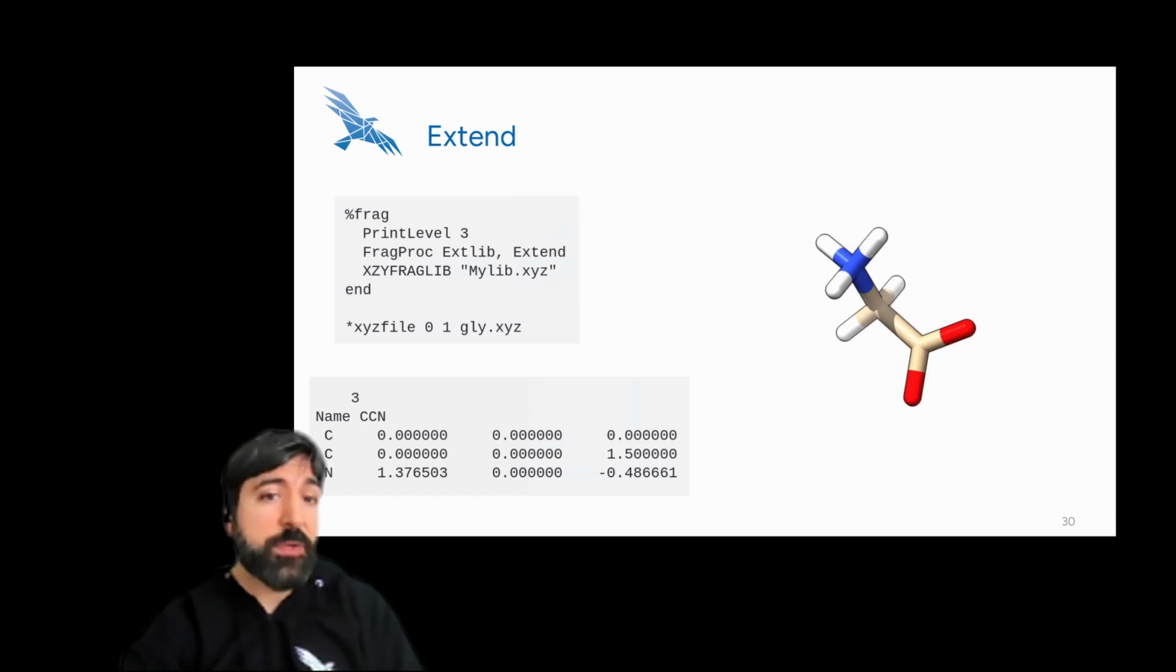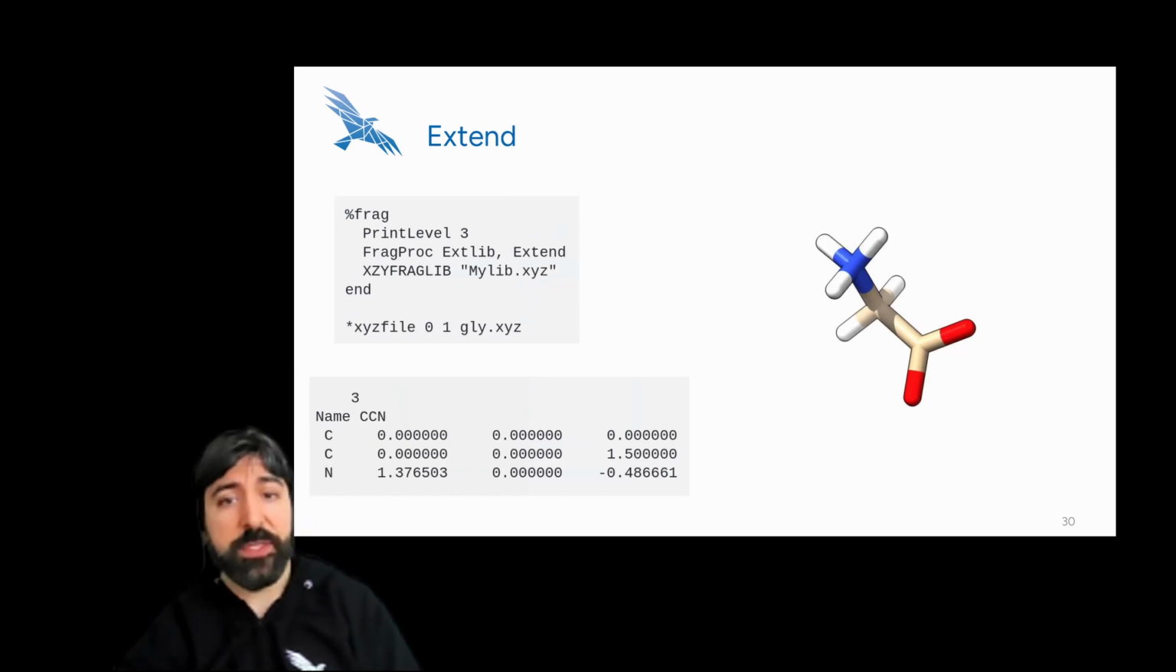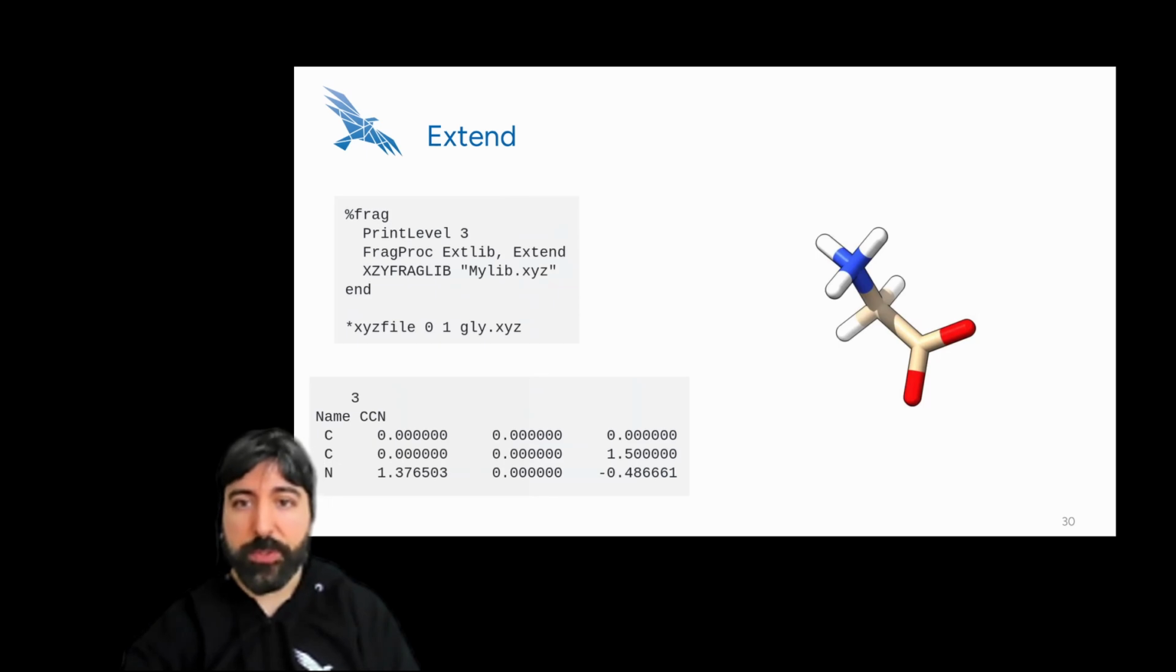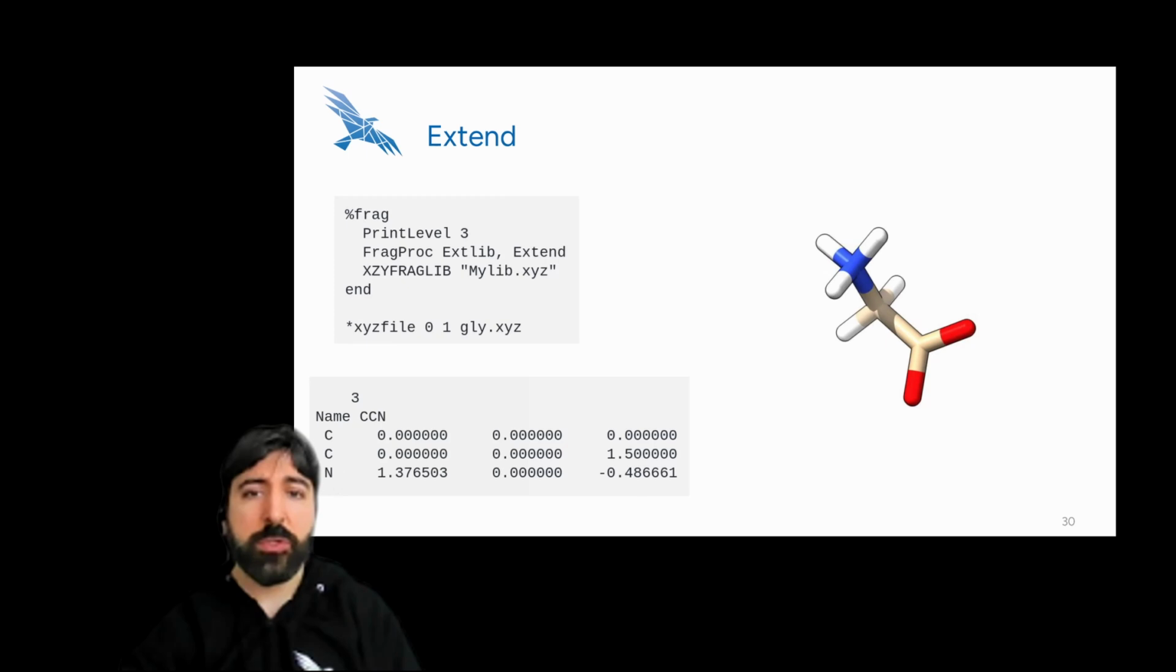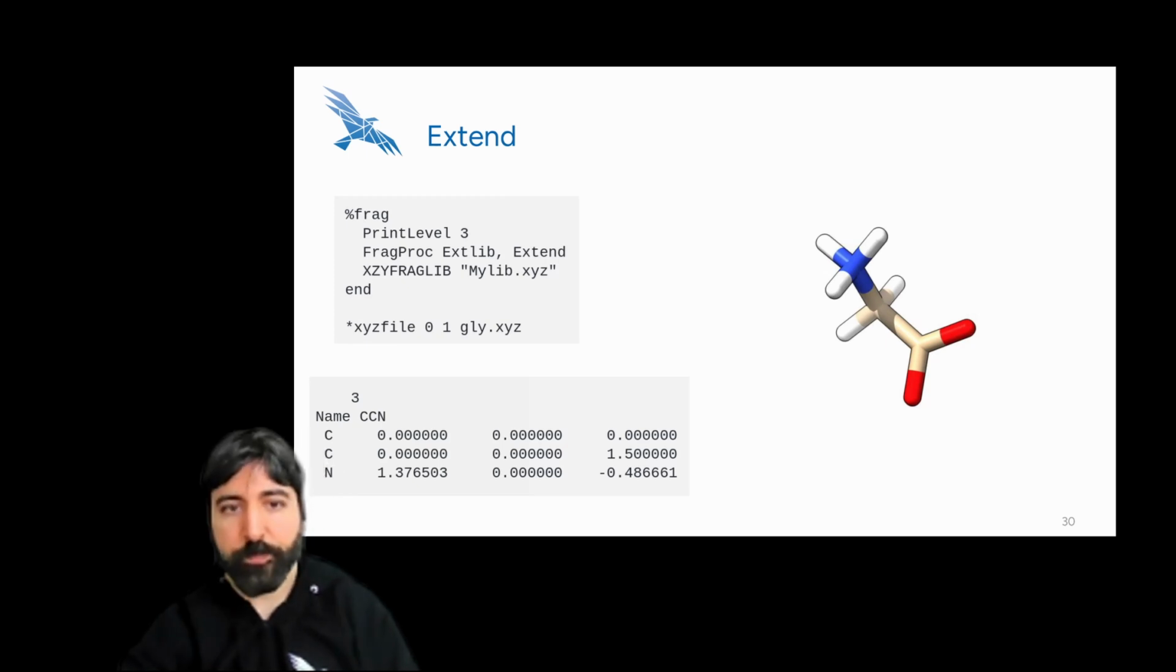Finally, the last elementary procedure I want to present in this section is the extend procedure. So extend has been designed to simplify the fragment definition assignment. In this case, what extend does is include into previous fragment definitions oxygens bound to carbon atoms, or hydrogens bound to carbon, nitrogen, or oxygen.